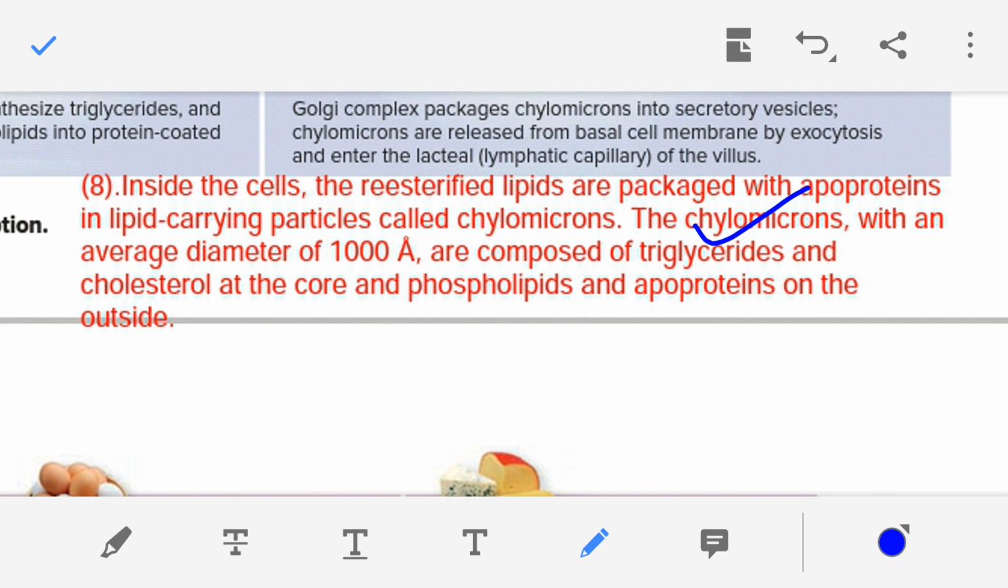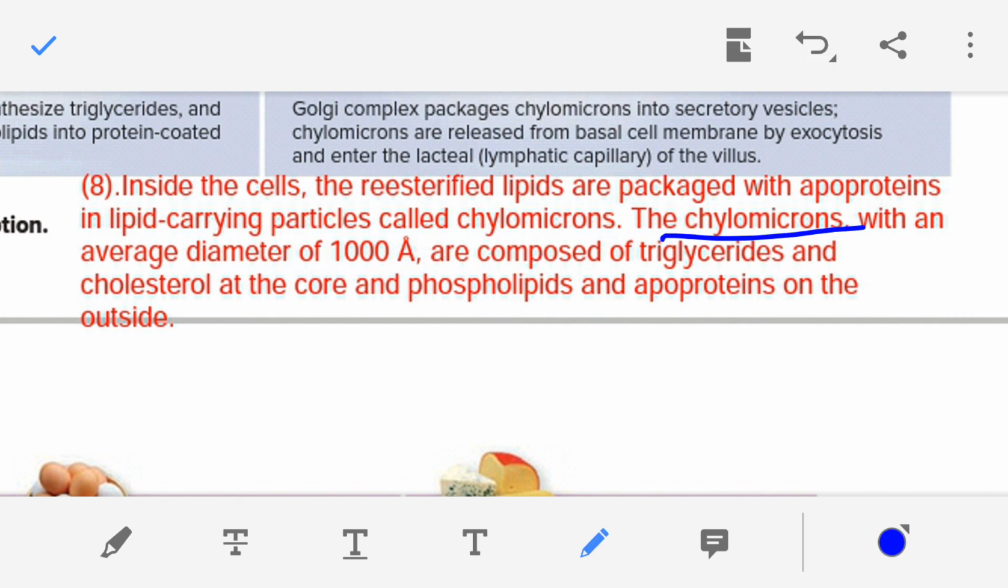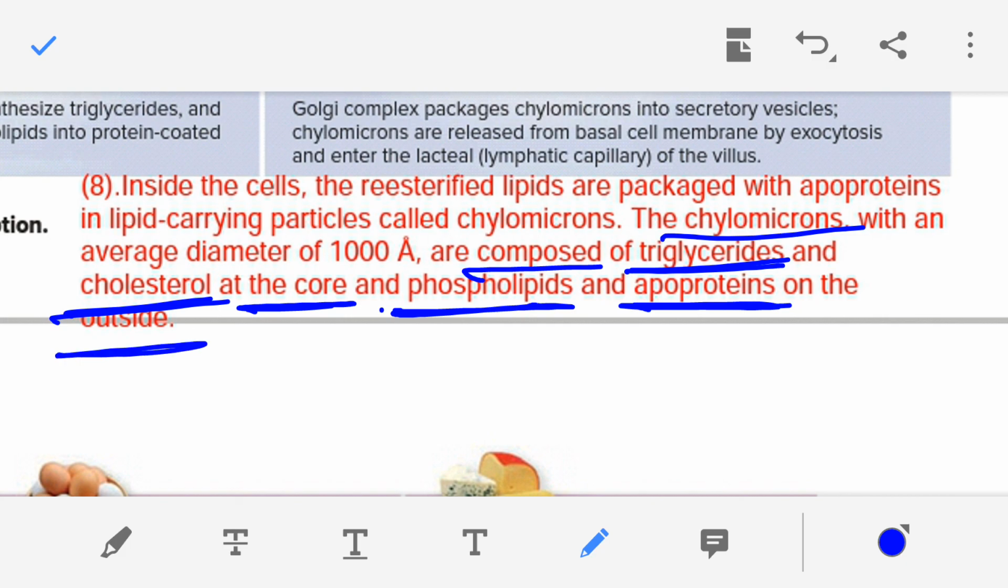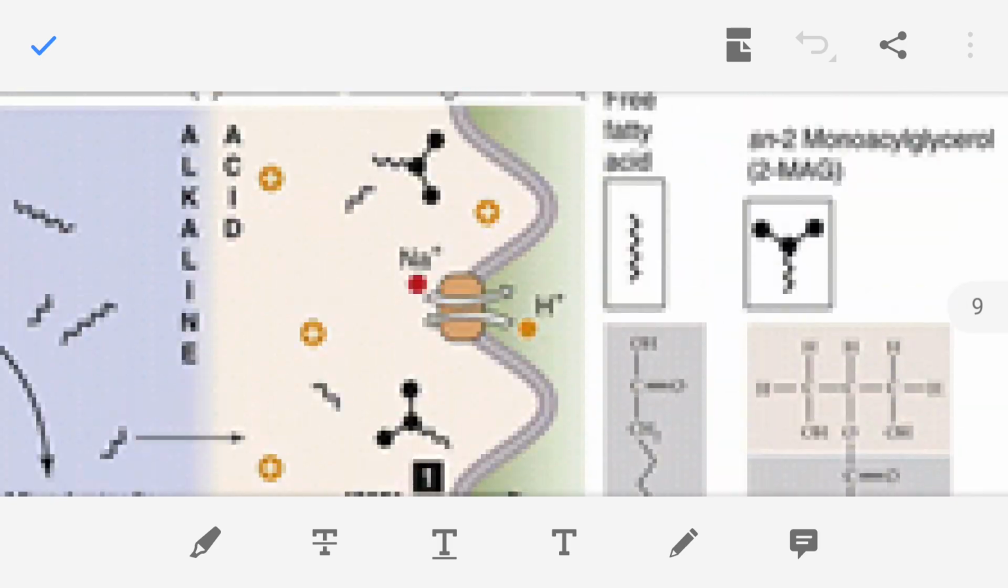But here, let's finish this point. Now the chylomicron, the average diameter of chylomicron is 1000 angstrom, and the chylomicron is composed of triglyceride and cholesterol at the center, in the middle part. The triglyceride and the cholesterol are present, and on the surface phospholipids and the apoprotein are present. So I am showing you this arrangement in the figure.